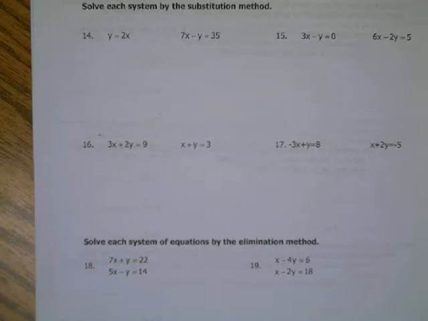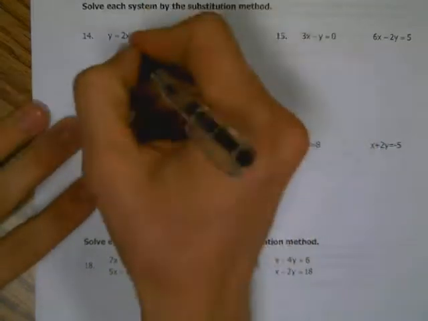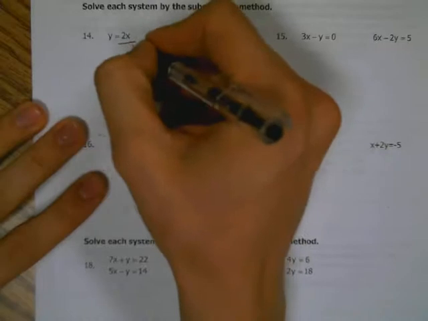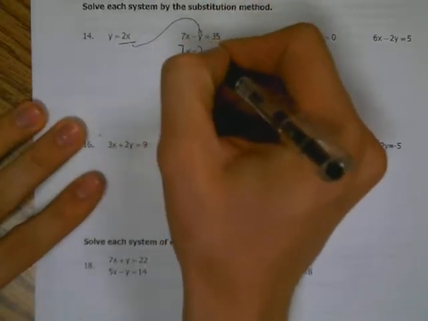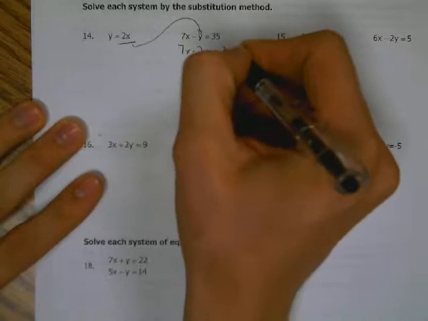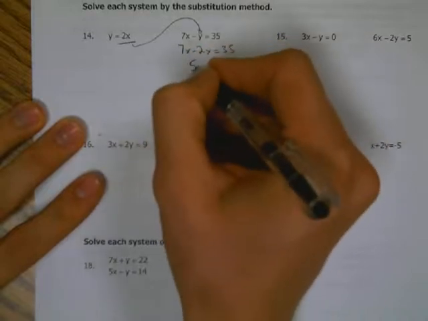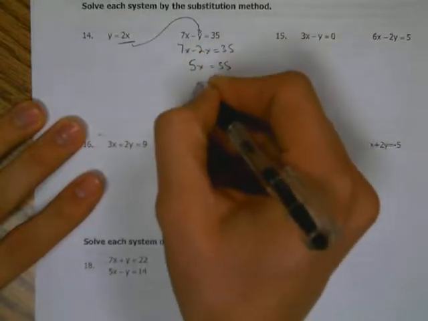Alright, looking at number 1, substitution. This was already set up for substitution. Y is equal to 2x. So instead of y, I'm going to put that 2x in there. And then I just solve the equation for x like normal. I'm going to get a 5x is equal to 35. I'm going to get an x is equal to 7.